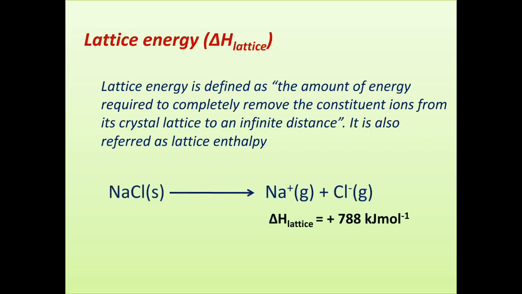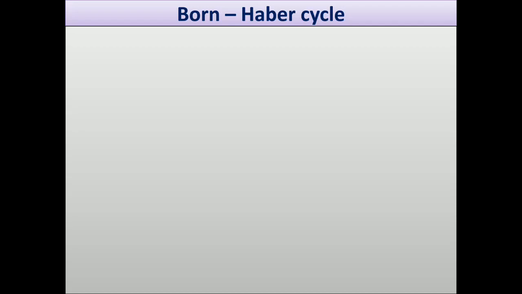See the equation. From this equation, it is clear that 788 kilojoule of energy is required to separate the Na plus ions and Cl minus ions from 1 mole of NaCl. Now, Born-Haber cycle. Born-Haber cycle is primarily used in calculating lattice energy, which cannot be measured directly. The Born-Haber cycle applies Hess's law to calculate the lattice enthalpy.